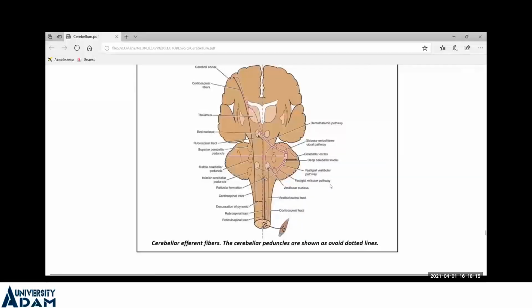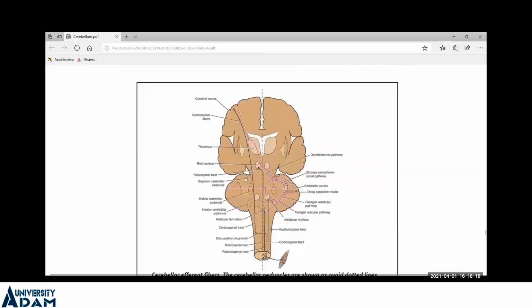So cerebellar peduncles are shown as dotted lines again. Here you can see the first one is the globus emboliform rubral pathway, right? Globus emboliform rubral pathway. So you can see here the names of the pathways: dentatothalamic pathway, globus emboliform rubral pathway, fastigial vestibular pathway, fastigial reticular pathway. Let's talk about the dentatothalamic pathway.